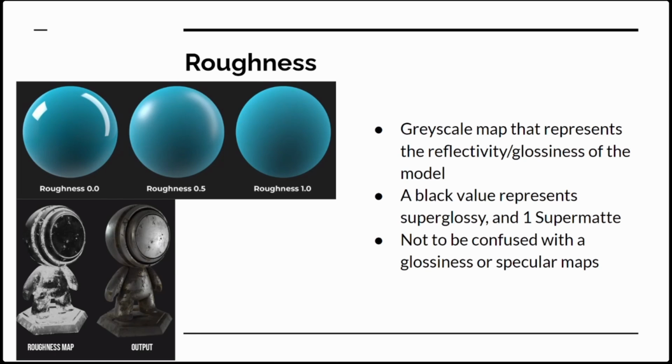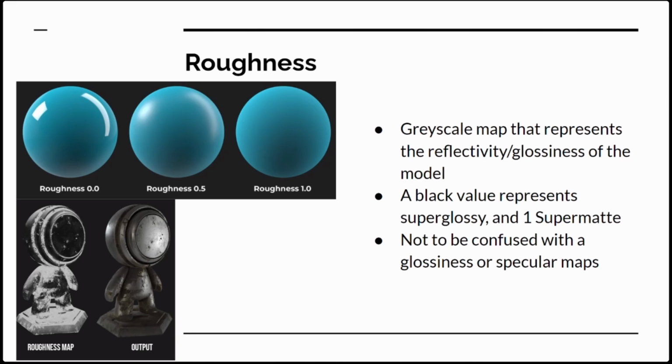Roughness is a grayscale map that represents reflectivity and glossiness. A black value or 0 represents something super glossy, and a white value of 1 represents something super matte, which you can see in the picture up above. This is not the same as glossiness or specular. If you're in Maya and it asks for a glossiness map, they're two different things. A lot of these have almost the same name, but not quite.